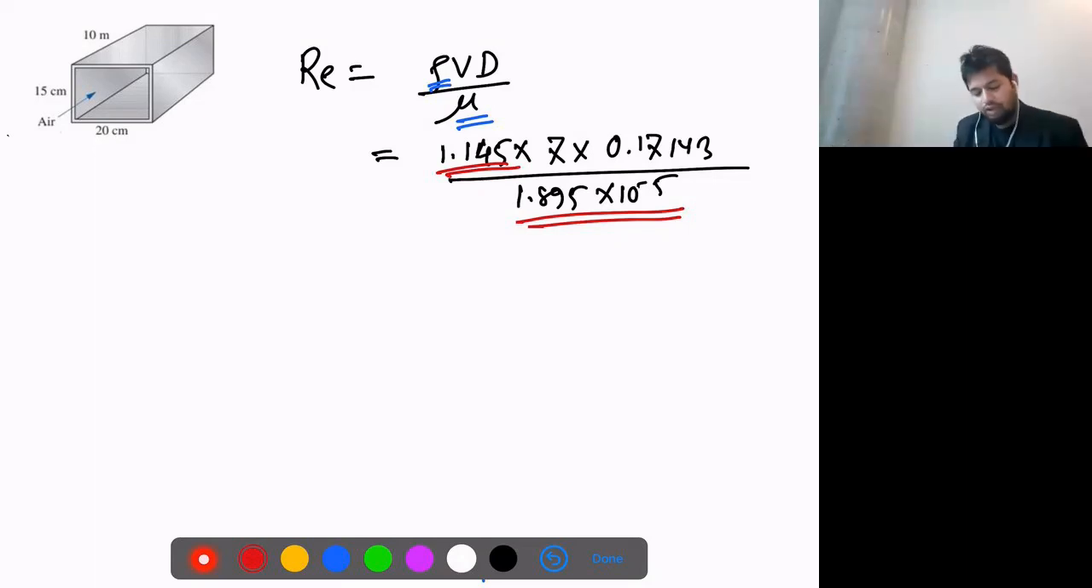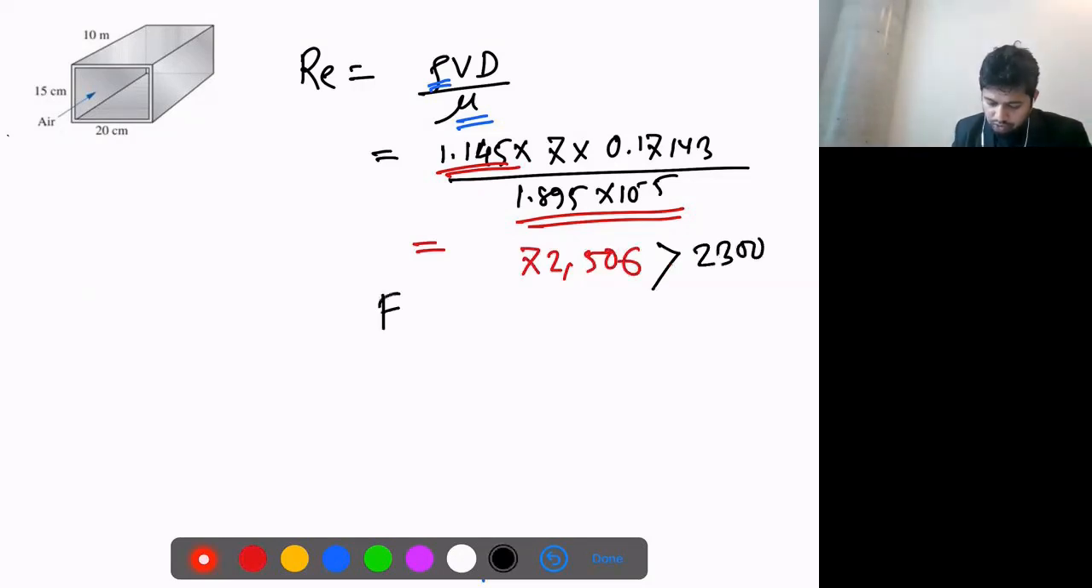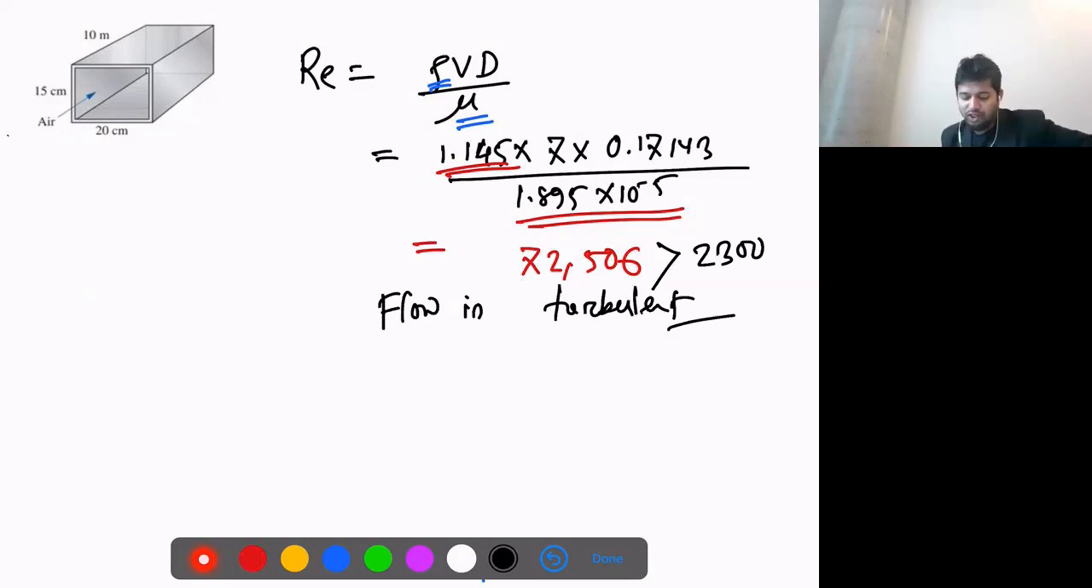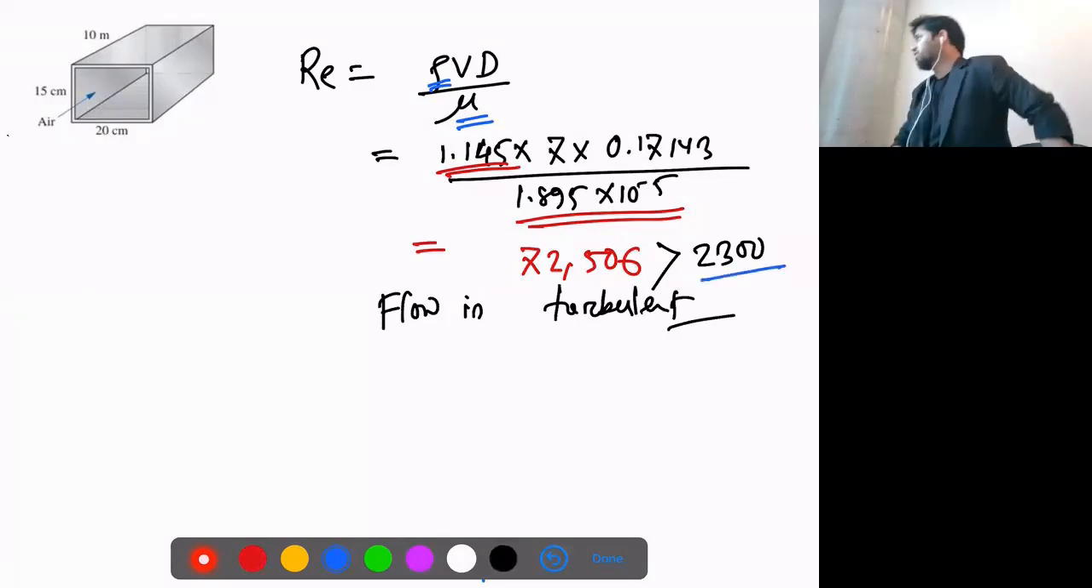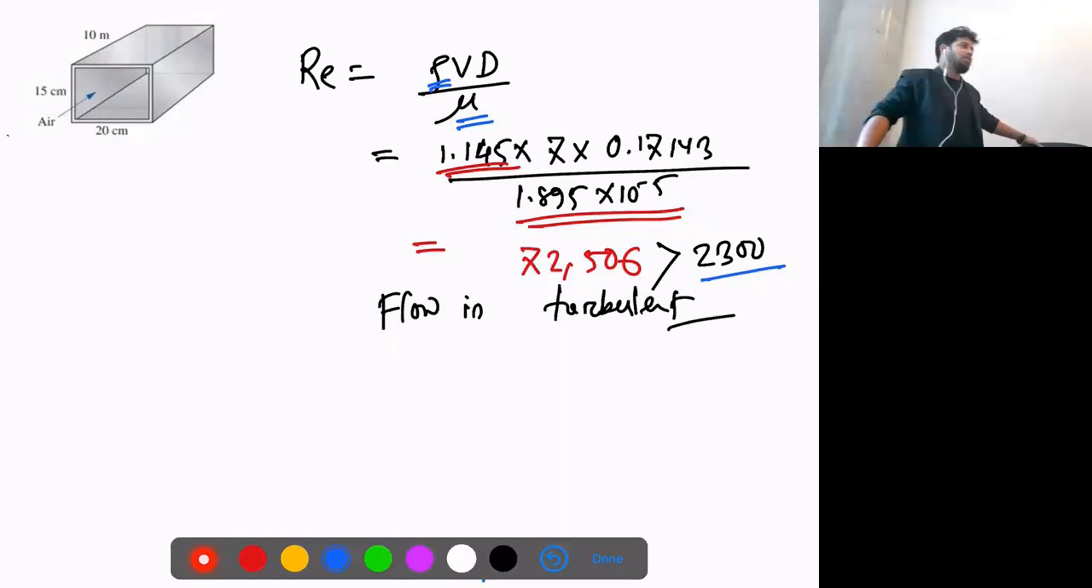So the Reynolds number, guys, will be 72,506. It is greater than 2,300, so the flow is turbulent. In some books or in the solution, you see it's written as greater than 4,000. It doesn't matter. For internal flow, if it is greater than 2,300, you will see it is turbulent, okay? But between 2,300 and 4,000, we usually say this is the transition. And transition means actually the phase change. So it's not laminar anymore.